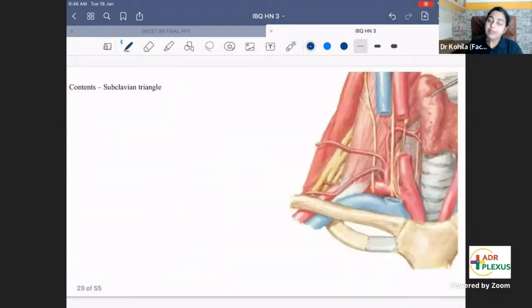Now coming to the subclavian triangle, the floor of the subclavian triangle is formed by the inner border of the first rib, the first digitation of serratus anterior.